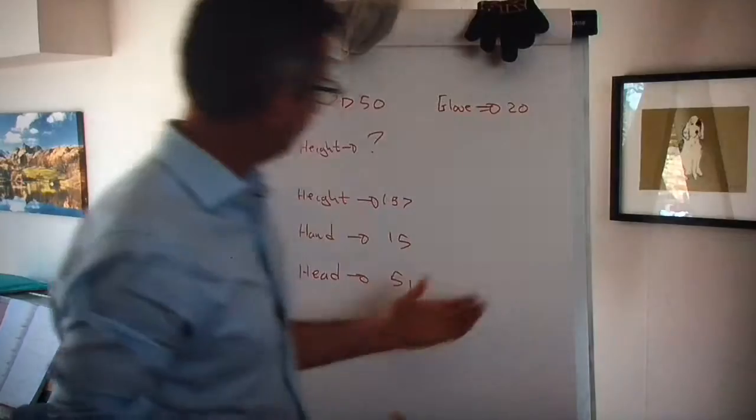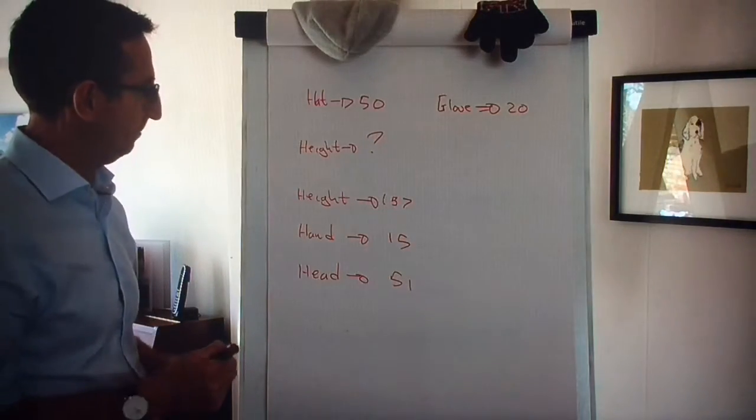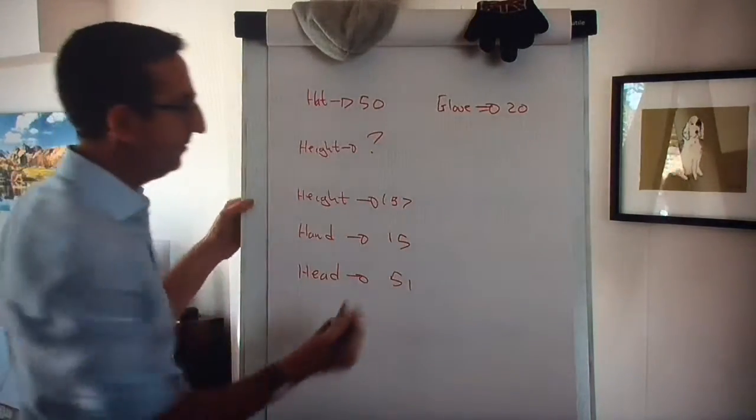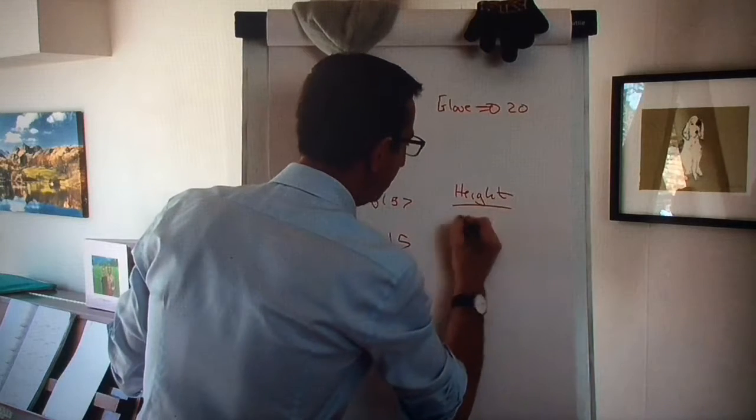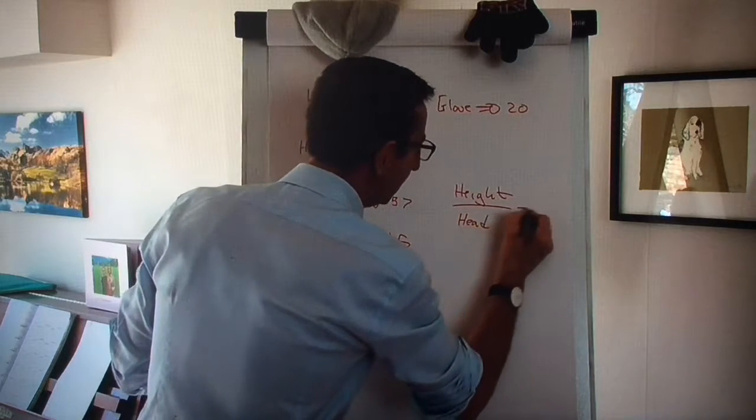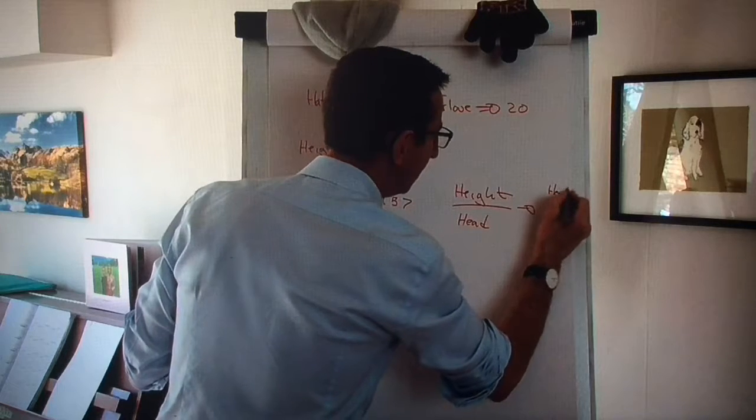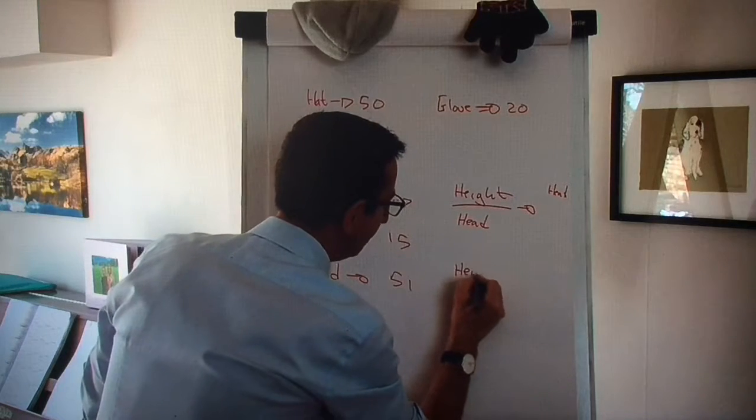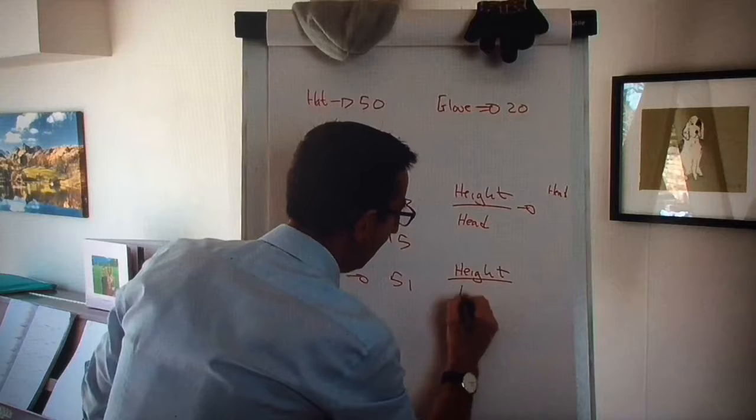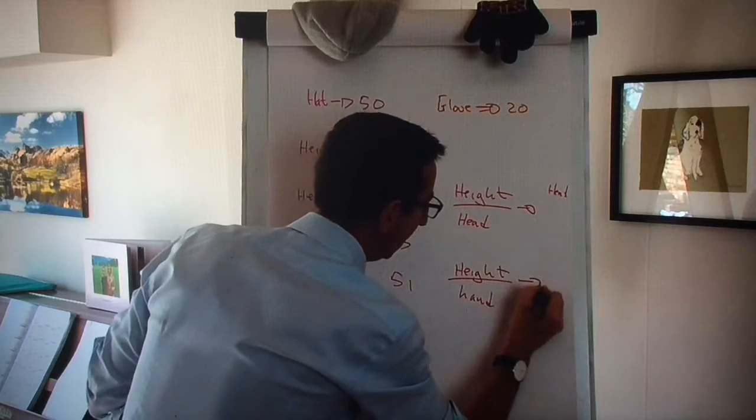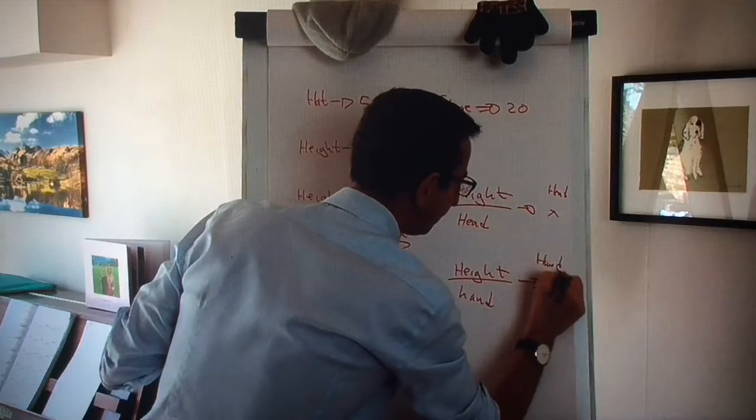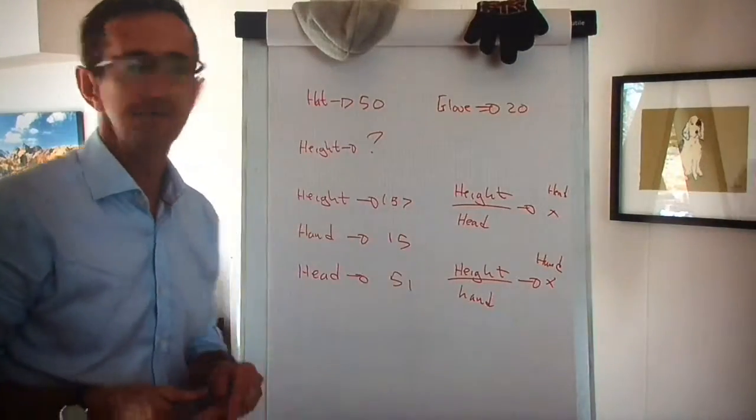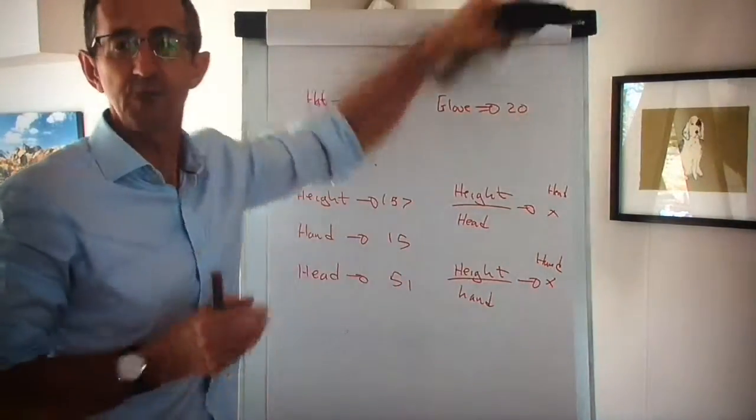So, after a bit of discussion, they might realise that, okay, we're going to do 2 sums here. We're going to do your height divided by your head and get a head number. And we're going to do your height divided by your hand and get a hand number. And you give them the calculators and you ask them to do that.